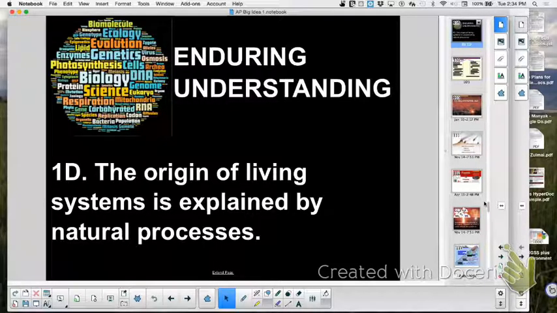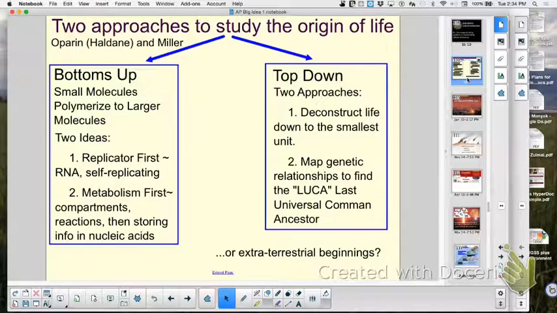The origin of living systems is explained by natural processes. So this is saying that we could figure out how life could have come about. We don't know for sure, but we can do experiments that will support various claims. I think there's a question on that in your last test. Okay, two approaches to study the origin of life: bottoms up or top down.